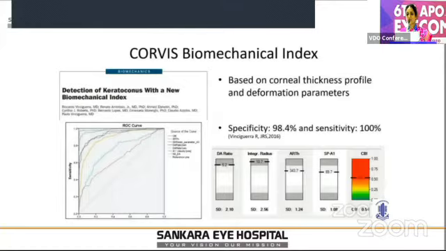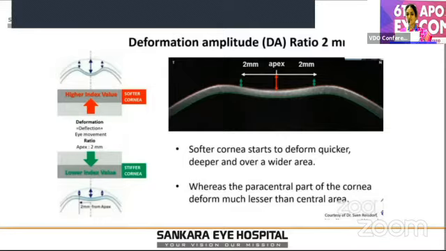This is CBI, the Corvis Biomechanical Index. Its normal value should be less than 0.5. It is based on the corneal thickness profile and deformation parameters, where algorithms are used by the manufacturer to give the value. Some theory of it: deformation amplitude measures the deformation of the cornea at the apex and then 2 millimeters away from the apex, where the softer cornea starts to deform quicker, deeper, and over a wider area, whereas the paracentral cornea deforms much less than the central area. So the softer cornea will have a higher index value than a stiffer cornea.